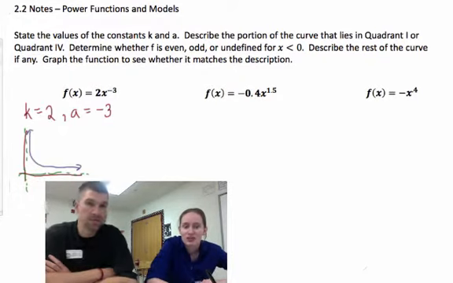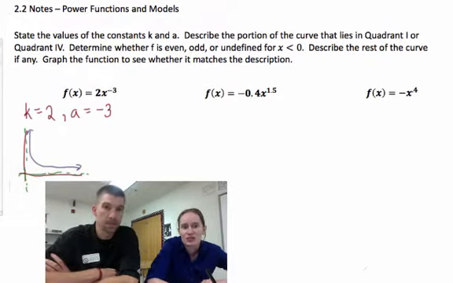Okay. Now, determine whether f is even, odd, or undefined for x less than 0. So if we're plugging in negative numbers now, is it even, odd, or undefined? Basically we need to extend this graph, which I should have drawn over some. We need to figure out what's going on over here where x is less than 0. I think it'll be more of the same, except it should be down here in the third quadrant.